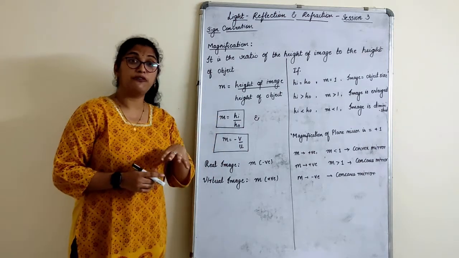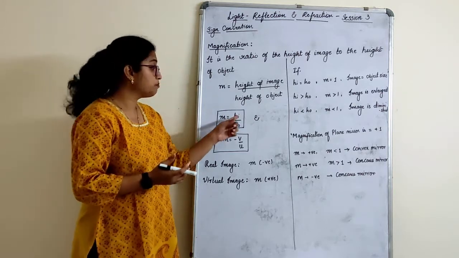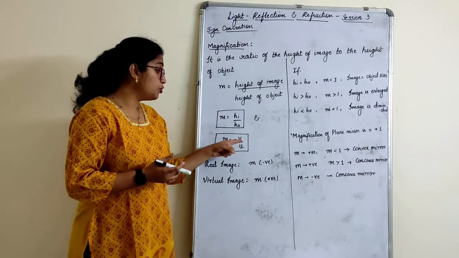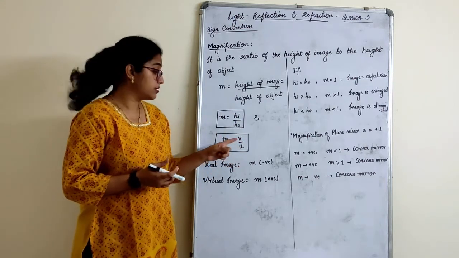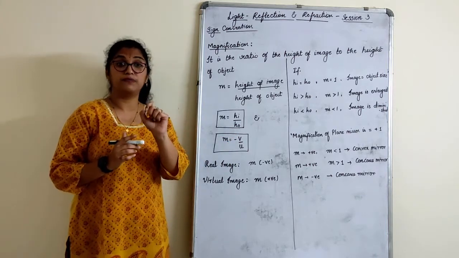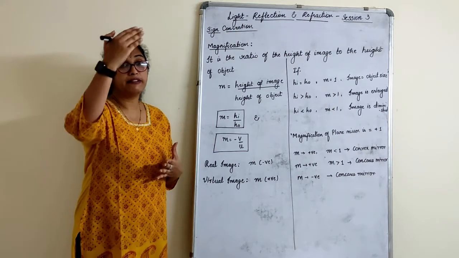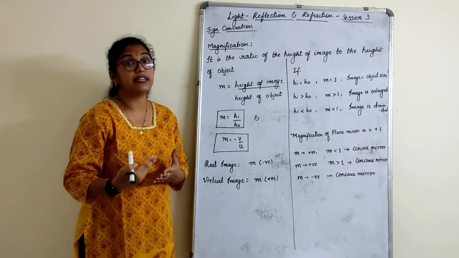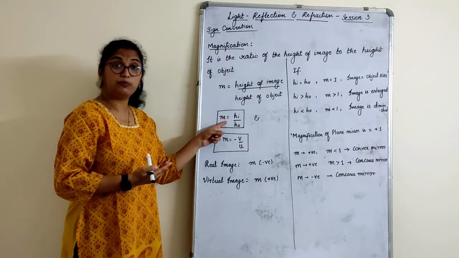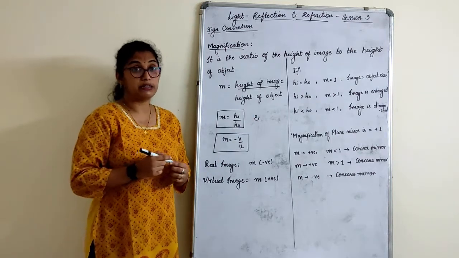Magnification can also be found out in another way. In case the height is not mentioned in the given numerical, but you know the image distance and object distance, the formula should be minus V by U. See, minus is in the formula. So magnification can also be found by dividing the image distance by the object distance, minus V by U, or it can be found by this. That's what I told you. You will understand more and more clearly in the numericals part.